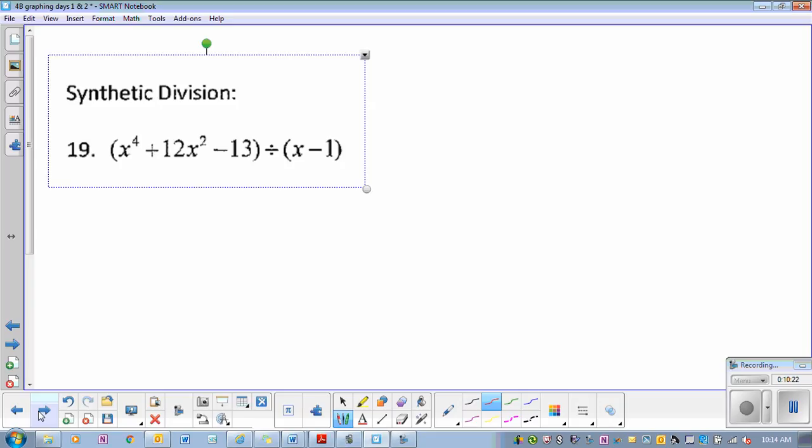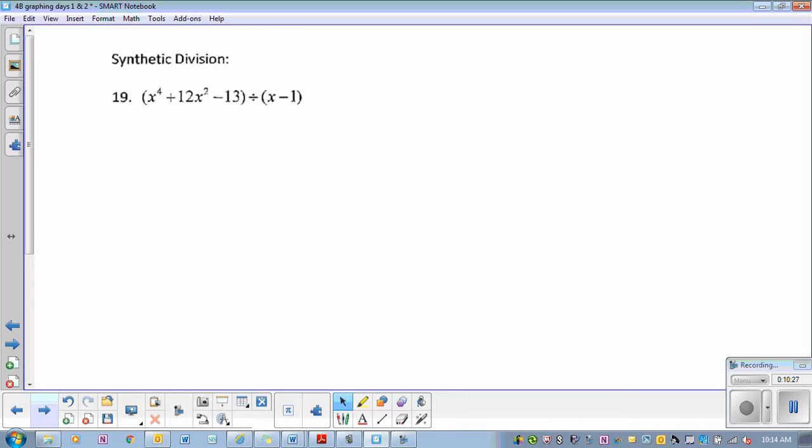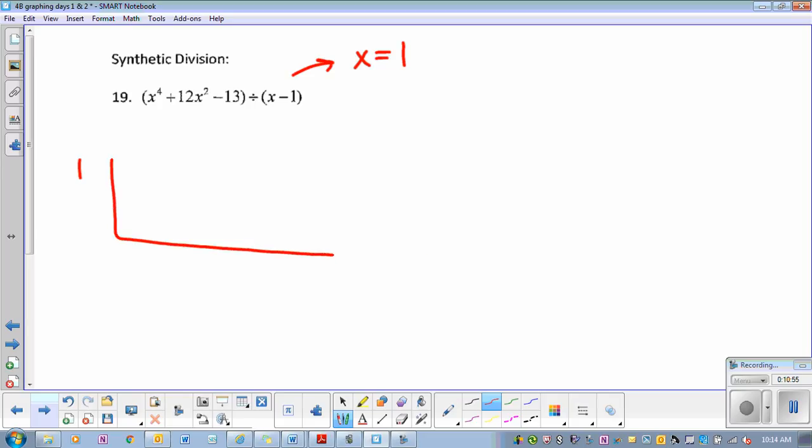Alright, so synthetic division. With synthetic division, we have this polynomial divided by x minus 1. Well, if they give you a factor, remember, I want the 0, right? So I need to change it to x equals what? 1. Good. And if they just gave you a 0, then use that. You don't have to change it if it doesn't look like a factor, okay? So then the 1 goes here on the outside. I know that, right?